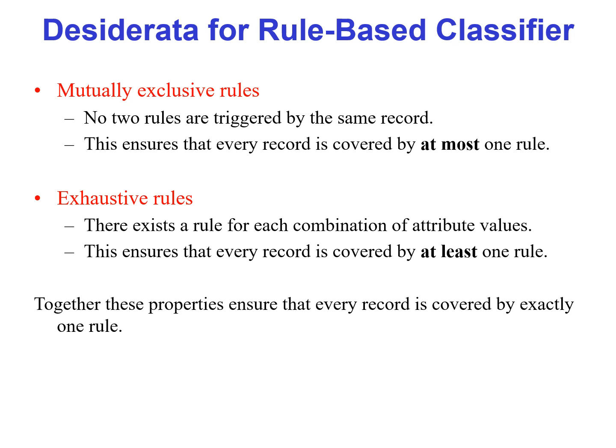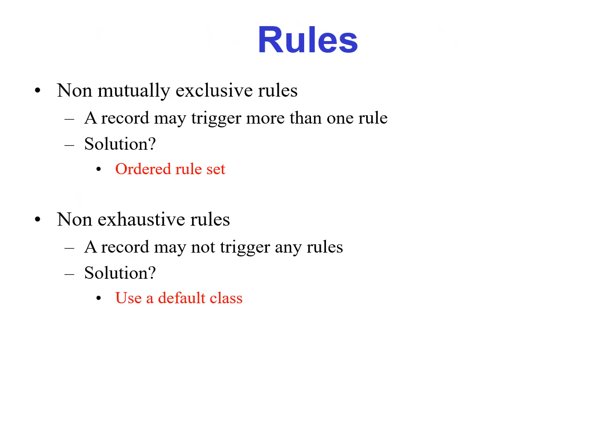Similarly, exclusive rules means there exists a rule for each combination of attribute values. This ensures that every record is covered by at least one rule. Together, these properties ensure that every record is covered by exactly one rule. So when we impose mutually exclusive rules as well as exclusive rules, definitely we can have a proper rule-based classifier. That's what they are trying to say.